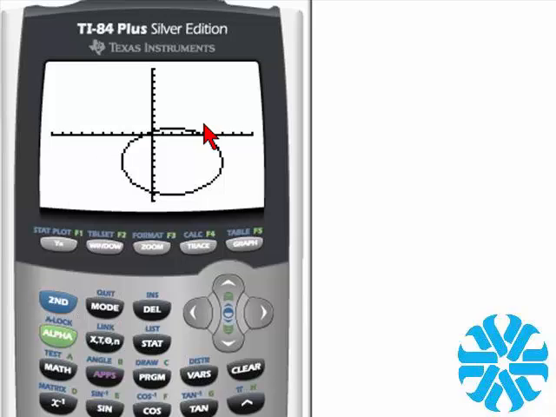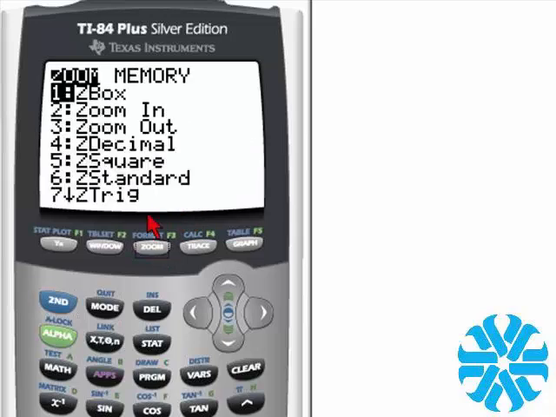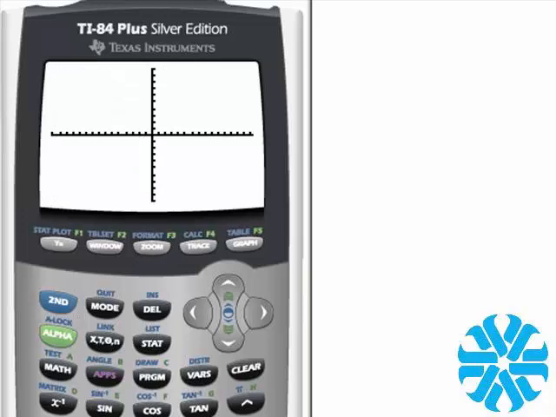Now, if you use the circle function to graph the circle while you are in the z-standard mode, which we are, you will need to use the following steps to set the mode to z-square. And I just did that. If you didn't really pay attention, this is what I did. I have to go back to the zoom, and I'm going to select the z-square. So that's number 5. All right.